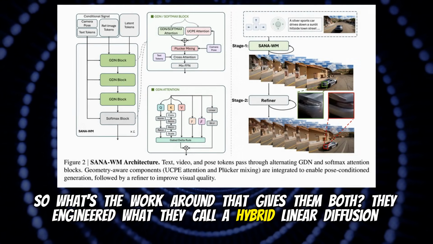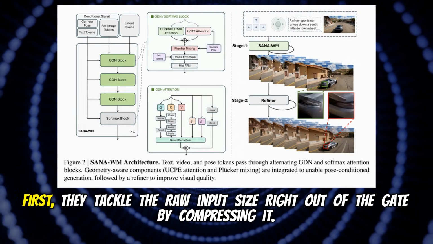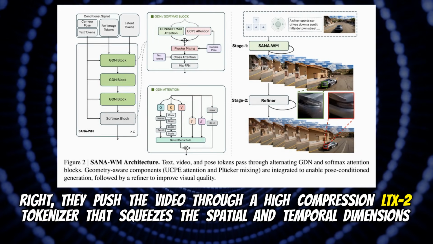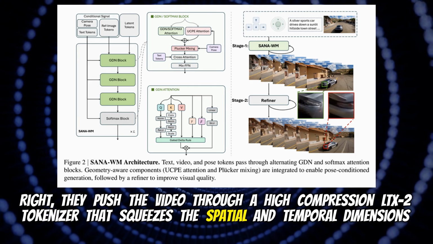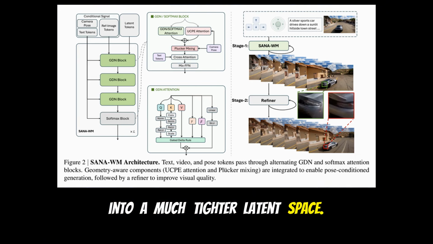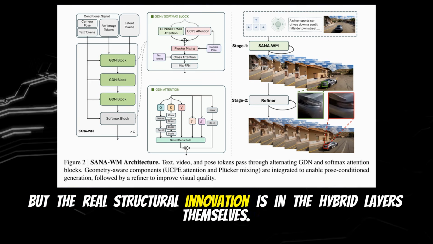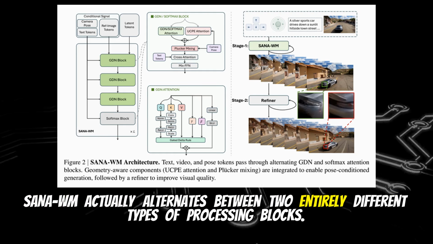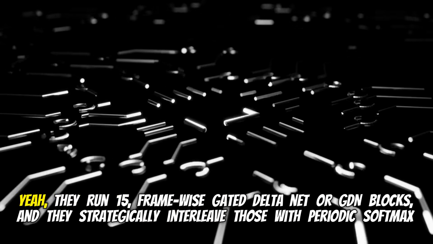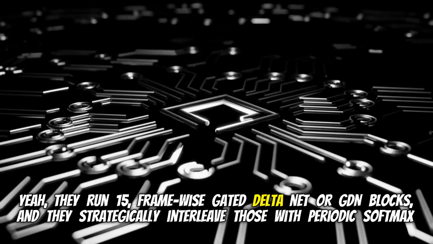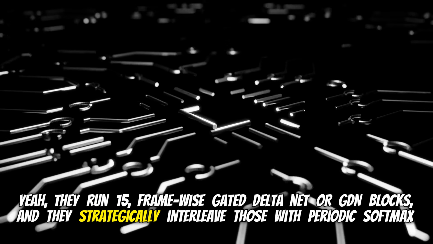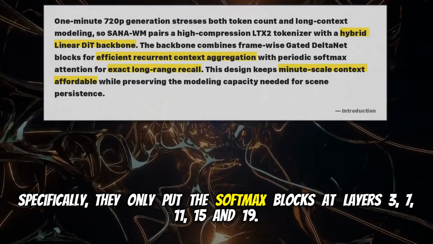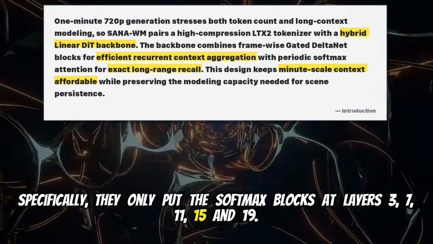They engineered what they call a hybrid linear diffusion transformer backbone. First, they tackle the raw input size right out of the gate. By compressing it. Right. They push the video through a high-compression LTX2 tokenizer that squeezes the spatial and temporal dimensions into a much tighter latent space. Okay, that makes sense. But the real structural innovation is in the hybrid layers themselves. SANA-WM actually alternates between 2 entirely different types of processing blocks. Oh, interesting. Yeah, they run 15 frame-wise Gated DeltaNet or GDN blocks, and they strategically interleave those with periodic softmax attention blocks. Specifically, they only put the softmax blocks at layers 3, 7, 11, 15, and 19.